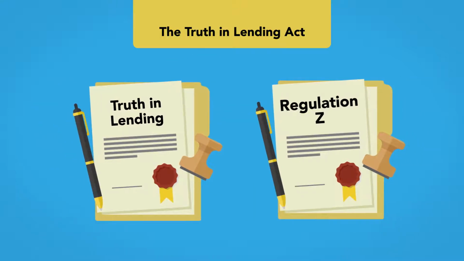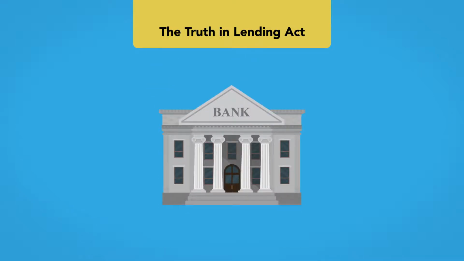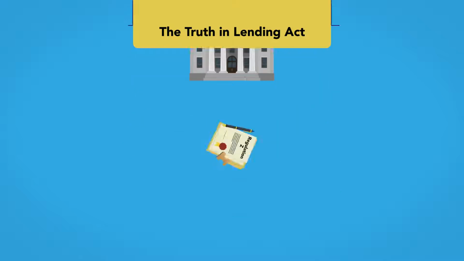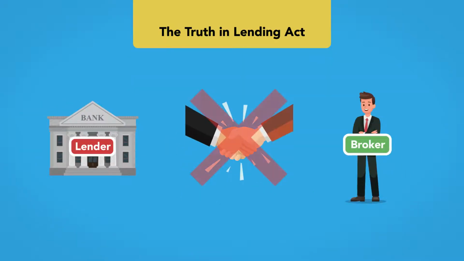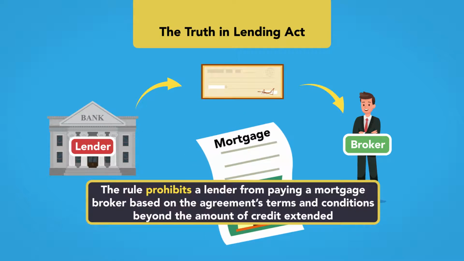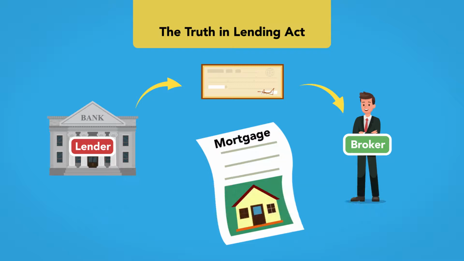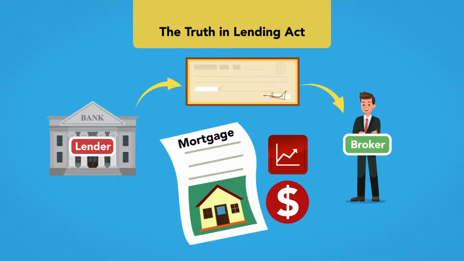TILA and Regulation Z offer several consumer protection guarantees to mortgage borrowers by ensuring that lenders engage in responsible business practices. For example, Regulation Z prohibits mortgage lenders and brokers from engaging in certain unfair practices regarding the compensation they receive for arranging a loan. The rule prohibits a lender from paying a mortgage broker based on the agreement's terms and conditions beyond the amount of extended credit. In other words, the mortgage broker cannot accept higher compensation if he negotiates a mortgage with higher interest rates or fees. This is meant to prevent brokers from steering customers to mortgages offering less favorable terms.